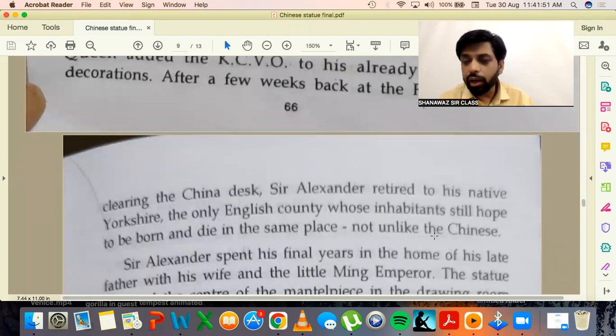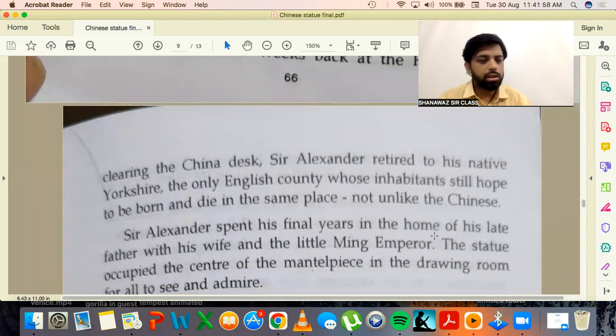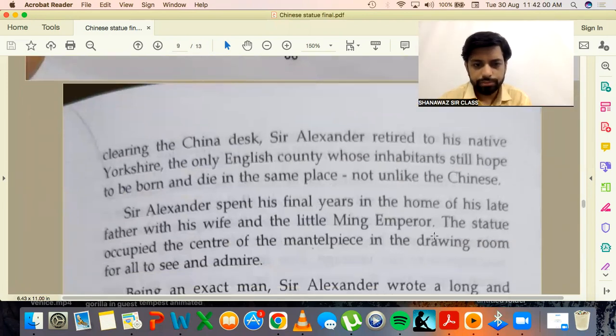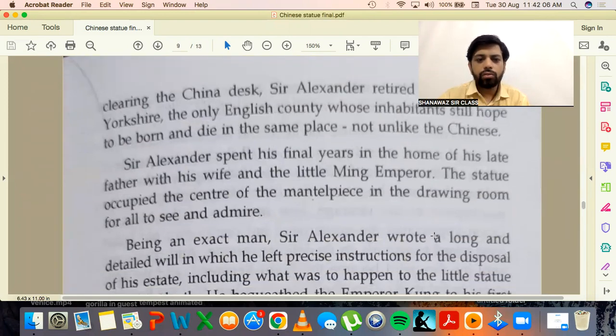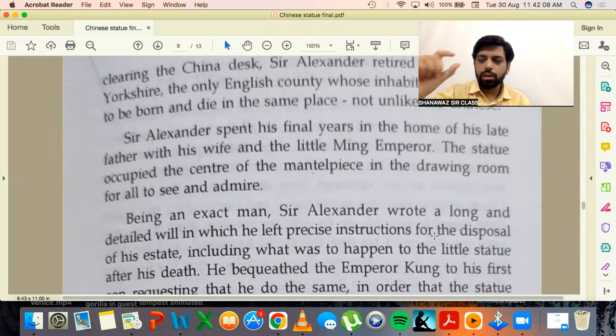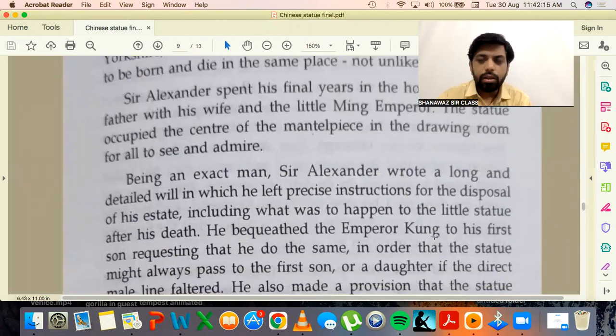And wherever this man, Alexander Heathcote, went, whether in China or in England or anywhere, he always carried this Chinese statue and kept it on his mantelpiece. So Sir Alexander, in his final days, along with his wife, said, "Listen, this is our family heirloom, a keepsake of our family, and this should not be sold until there is a great financial problem."